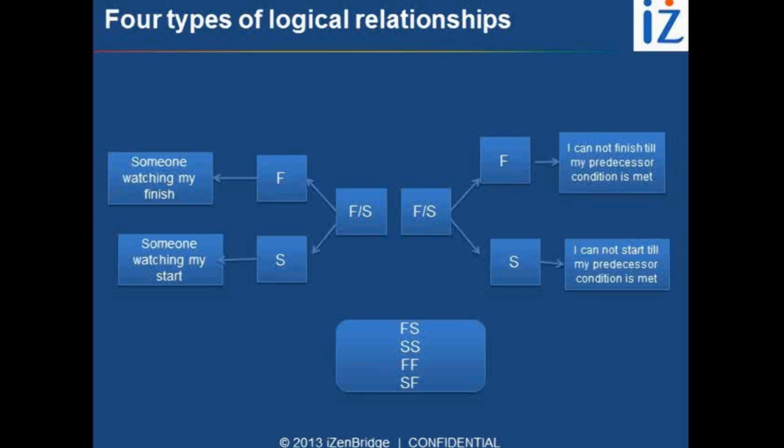So in summary, all four relationships are made by F and S. There are two characters. The first character represents the state of the independent activity. The second character represents the constraint or the condition applied on the dependent activity. If you think like this, it can help you resolve many confusions related to finish to start, start to finish kinds of relations.